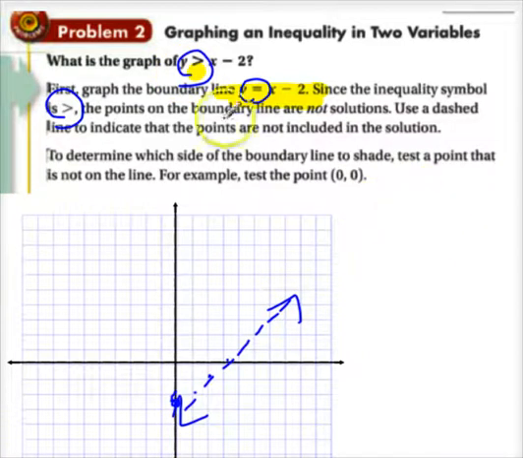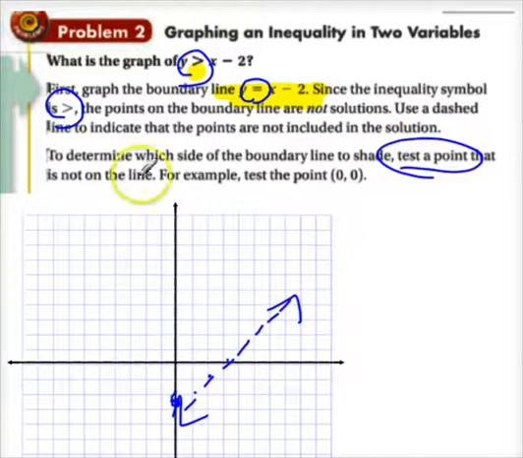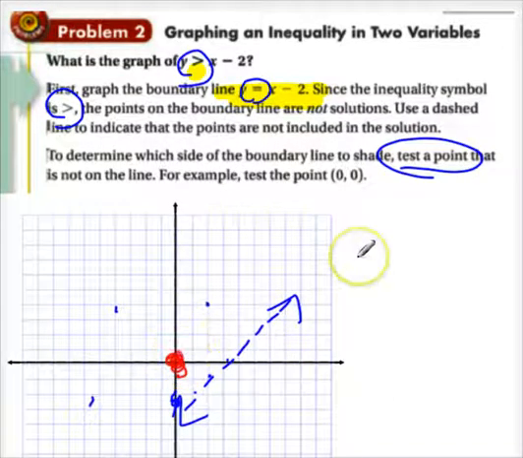Now the only other part is we need to shade all of the solutions. To do that, we need to test a point that is not on the line. For example, I could use any point that doesn't fall on my line. The easiest one to do, and I'm going to recommend you always do it, look at the origin. The origin happens to not cross the line, so I'm going to use that as a possible solution. 0, 0 are the easiest numbers to work with in equations.